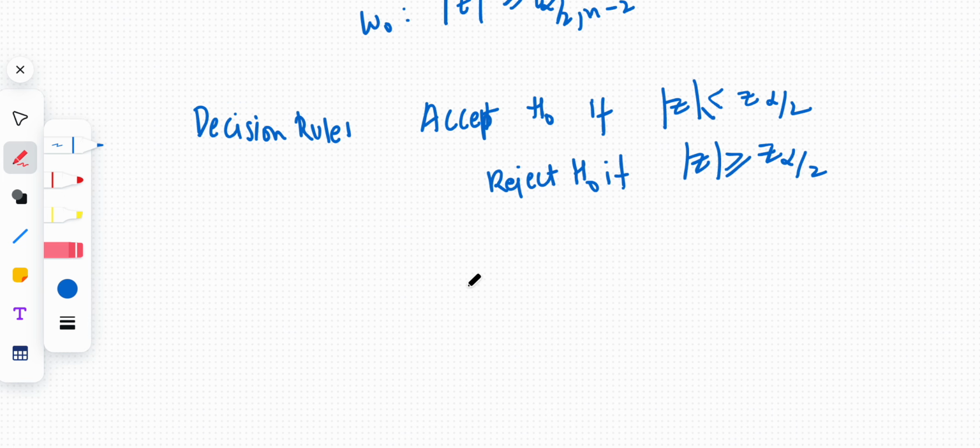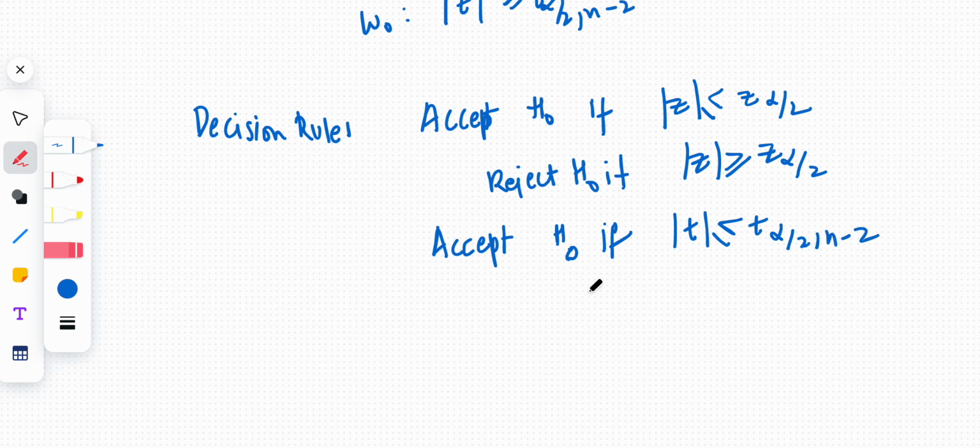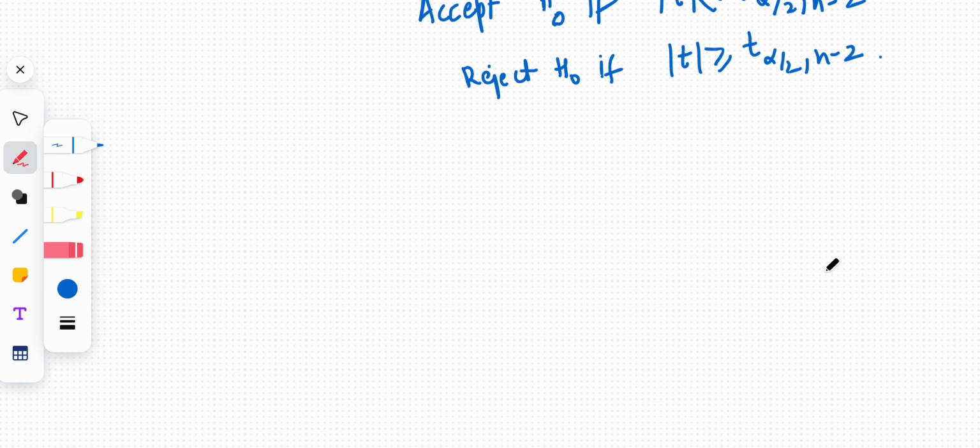Similarly, for the other test it would go like: accept H naught if... yeah, this is accept only. Reject H naught if... so this will be my thing.